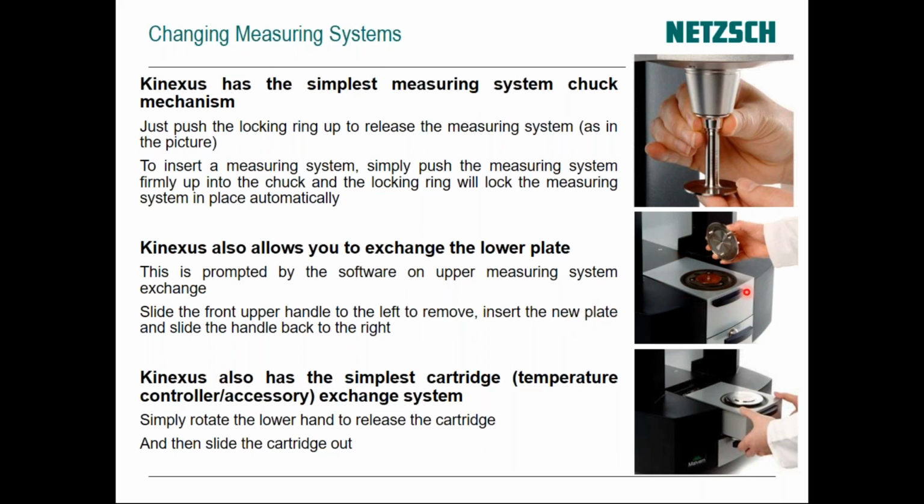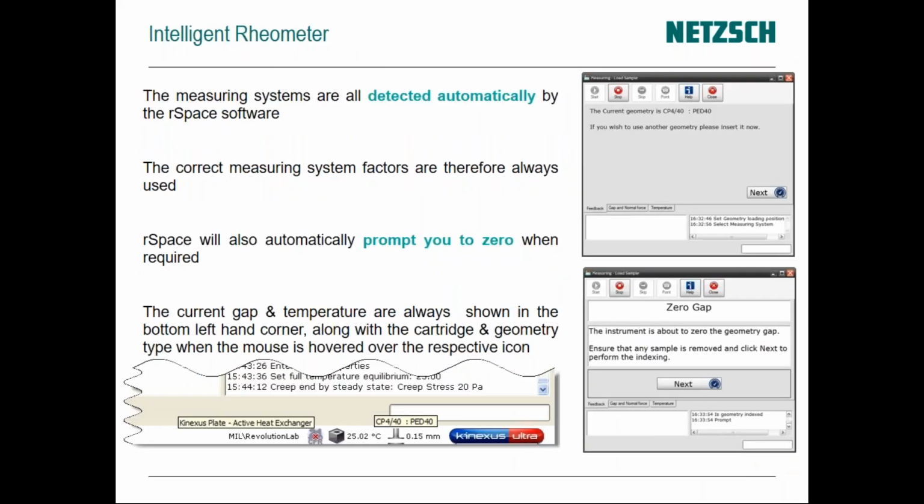To change out the lower plate, you can slide this lock to the left and take off the plate and put on the right one. It either needs to be the same size as the upper or a larger plate is fine as well. If you want to change out the whole temperature controller, you rotate this bottom handle 180 degrees and it ejects it, and that disconnects all the power and all the fluids. Then you can take it out and put in a Peltier cylinder or something like that to use cup and bob type measuring systems. These are all plug and play, and they're very easy to use. And when you attach a geometry, it should automatically prompt you to zero the gap.